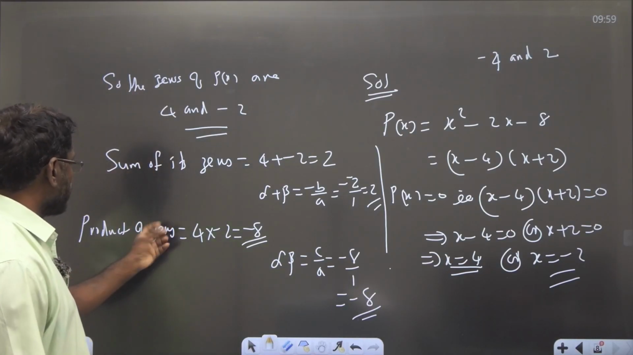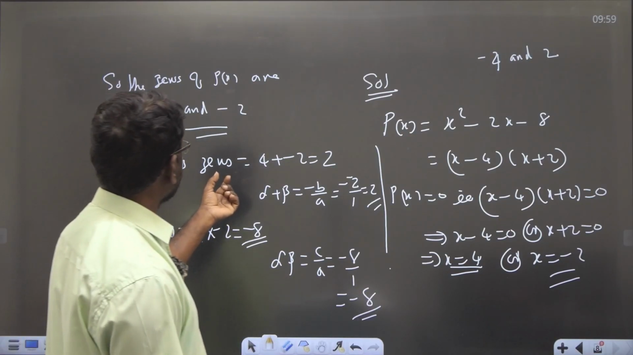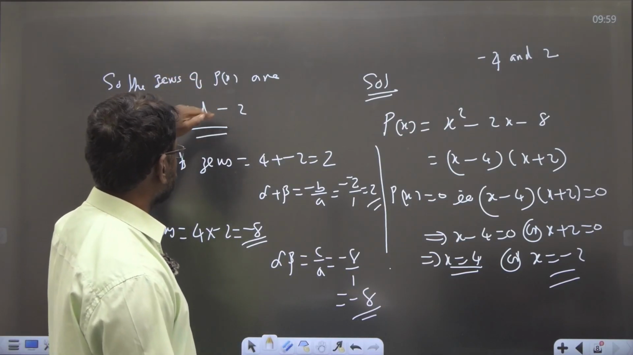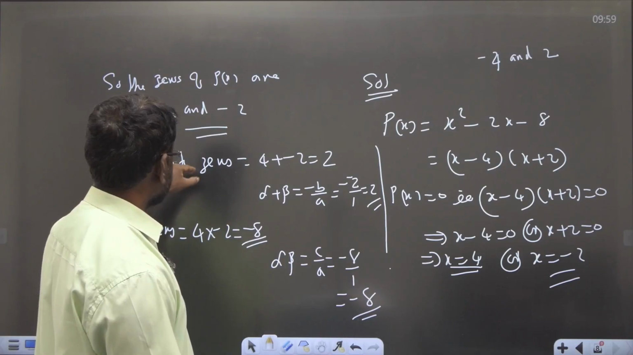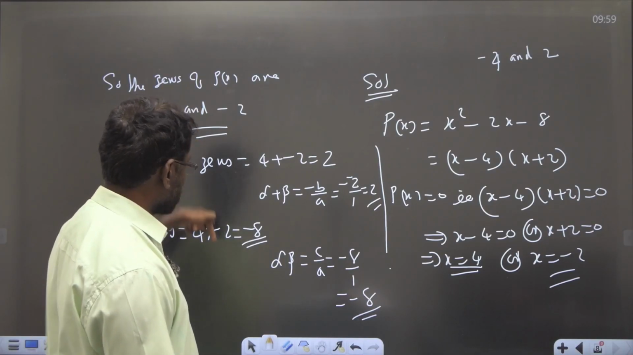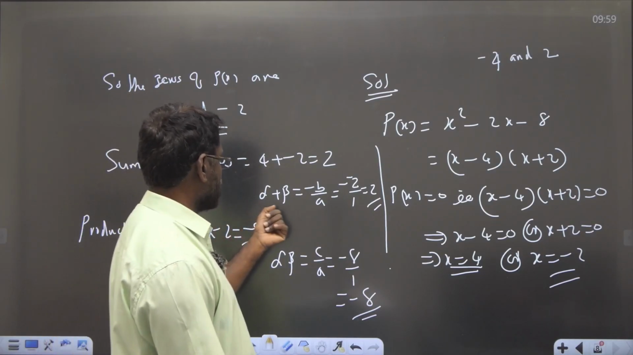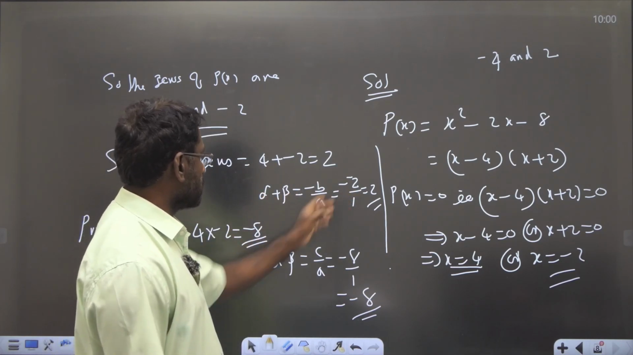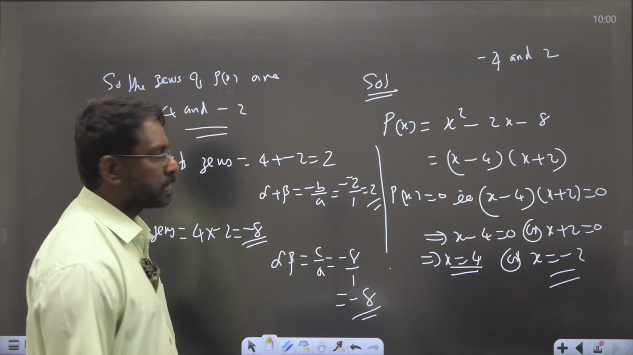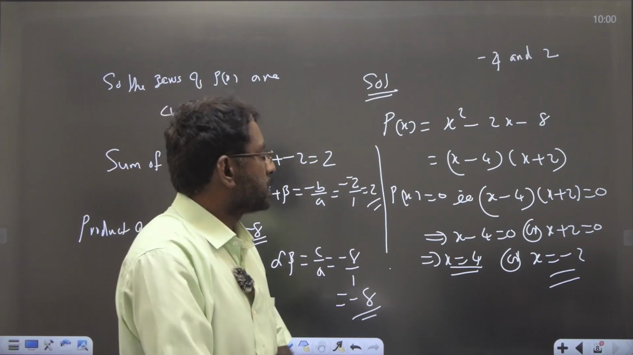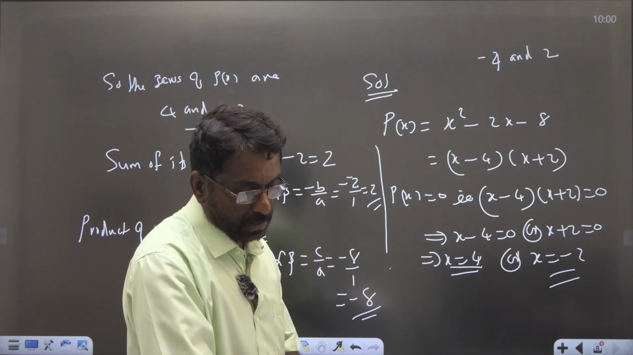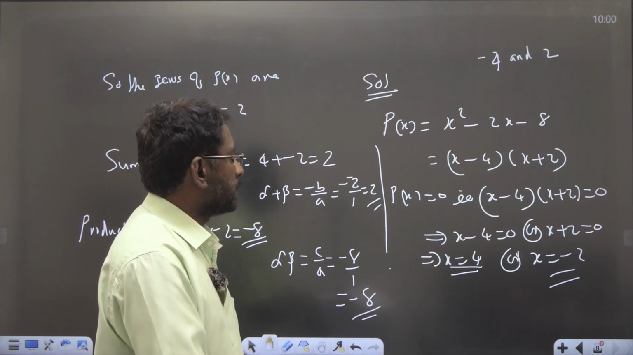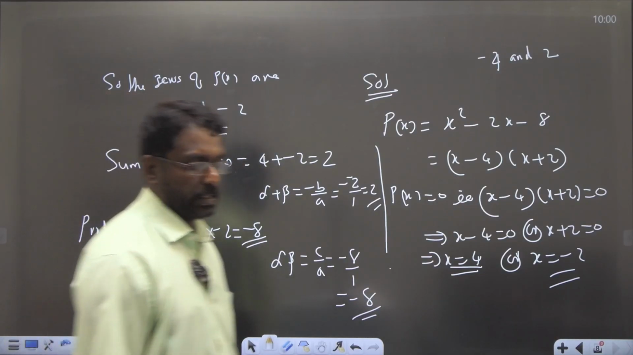Since we already got the zeros as 4 and minus 2, directly we can find the sum of the zeros and product of the zeros from this result. Also using the formula, the sum of the roots is same as by this method. So both are same. This is the verification of the relationship between the zeros and the coefficients.